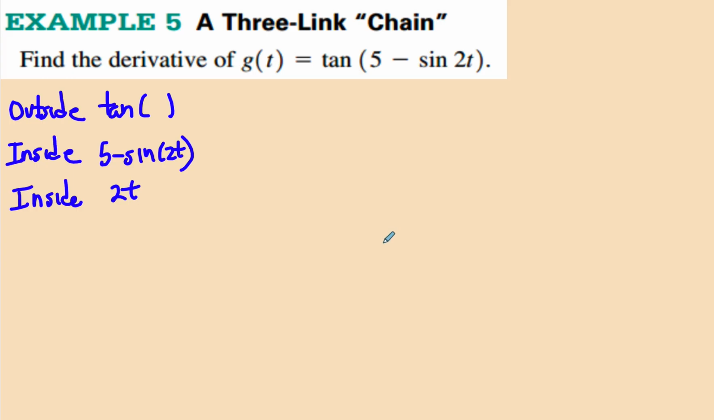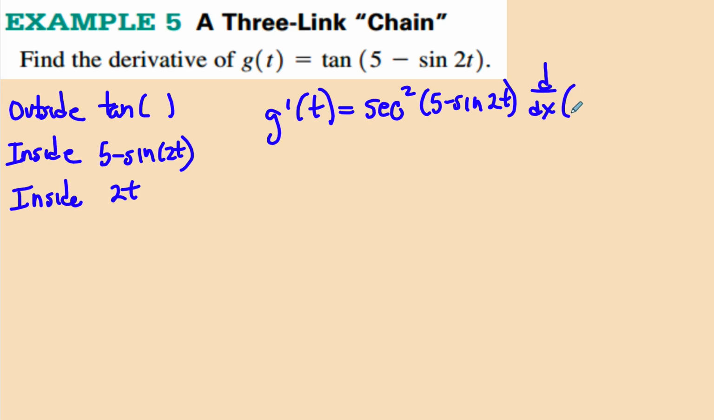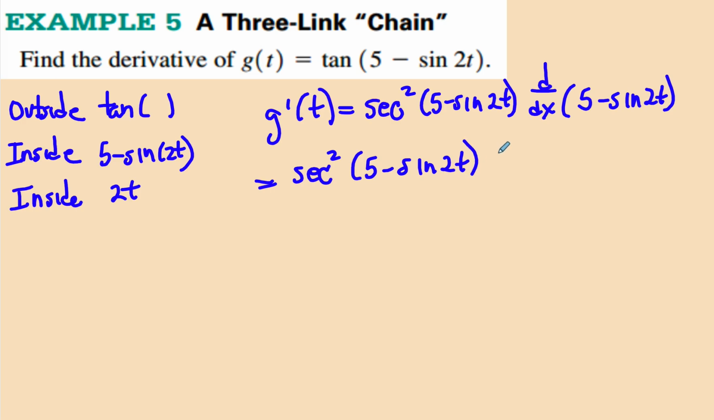Let's take a look at one last example in which we have 2 insides. So I'm going to take g prime of t, and I'm going to take the derivative of the outside, which is secant squared of 5 minus sine of 2t, and then I need to take the derivative of the inside function, which is 5 minus sine of 2t. So now I have secant squared of 5 minus sine of 2t times, now the derivative of 5 is 0, so I don't have to worry about that.